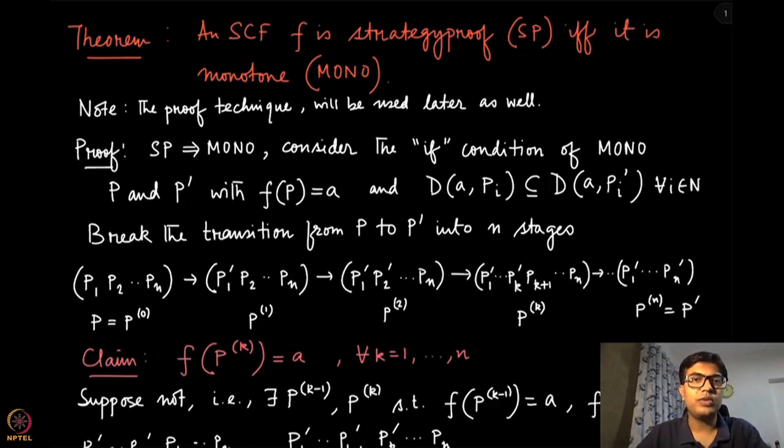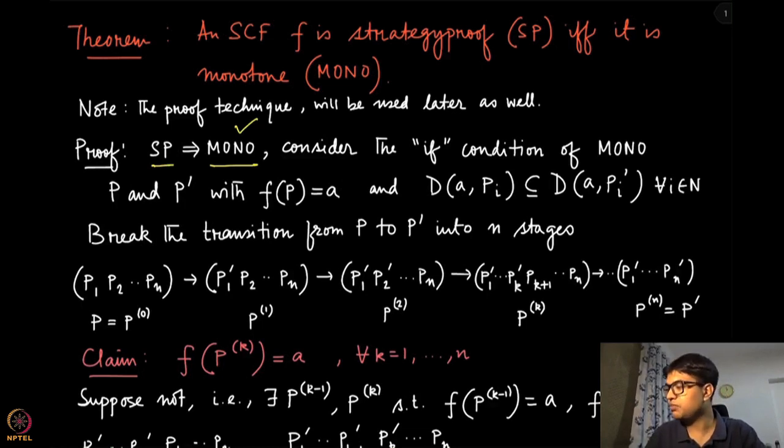So we have to prove an if and only if condition for strategy proofness and monotonicity. Let us first look at the forward direction, or the only if direction. That is, if the social choice function is strategy proof, then it must be monotone. What is the if condition of the monotonicity? Because we have to show monotonicity, the if condition must already be pre-existing, and now we have to show that the conclusion of that if condition also holds.